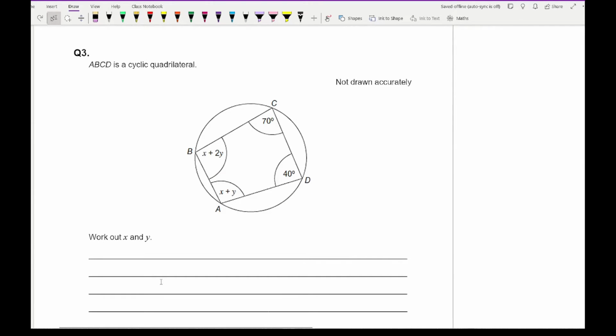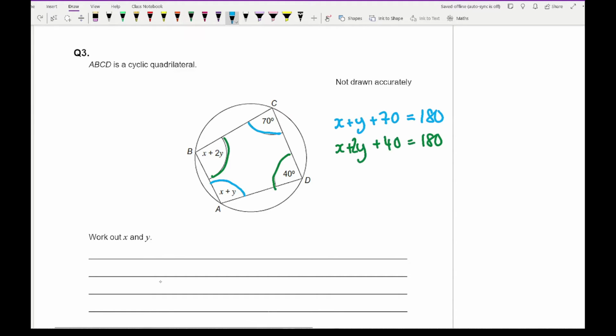So moving on to our next question, it says that A, B, C, D are a cyclic quadrilateral, and what we need to do is work out the values of x and y. Now for this, what we know from using the theorem is that opposite angles add up to 180 degrees. So if I look at those two blue angles, I know that x plus y plus 70 equals 180 degrees. And I also know that this angle B and this angle at D also add up to 180. So x plus 2y plus 40 equals 180.